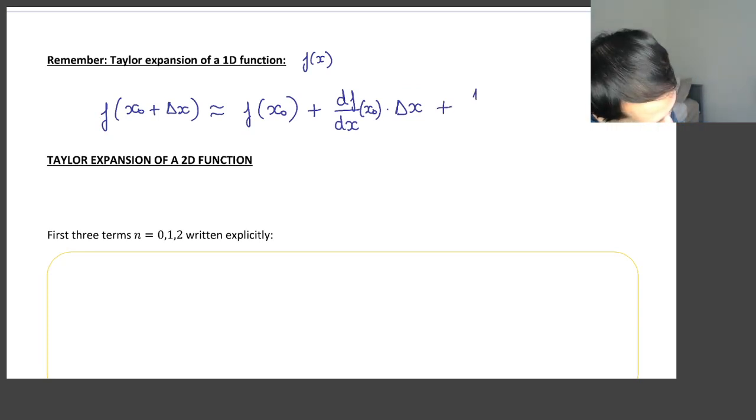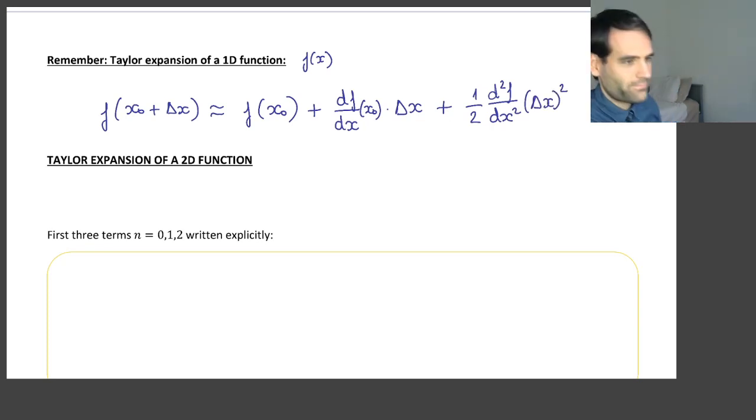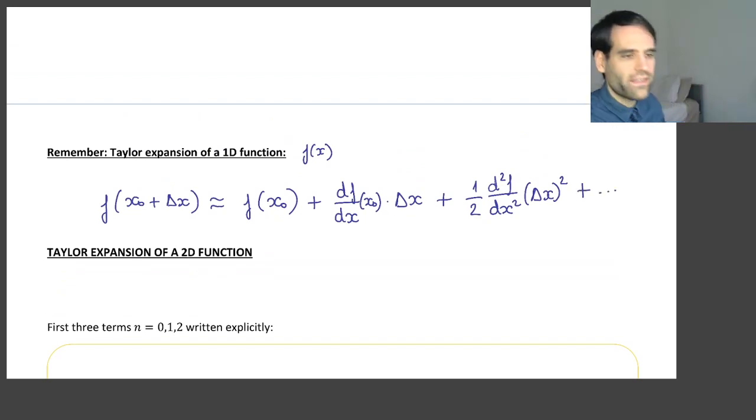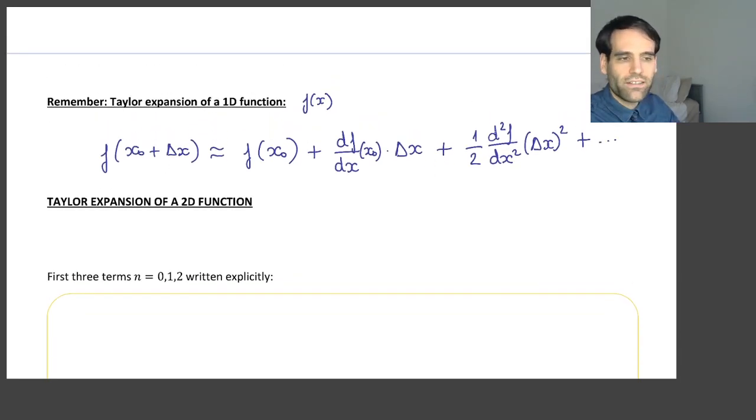plus 1/2 times the second order derivative of f with respect to x times delta x squared, plus ... So we had increasing orders of delta x, delta x to the power 2, delta x to the power 3, and so on, okay? So the Taylor expansion for a two-dimensional function is quite similar to this, but of course we now have two variables, x and y. So how does it look?